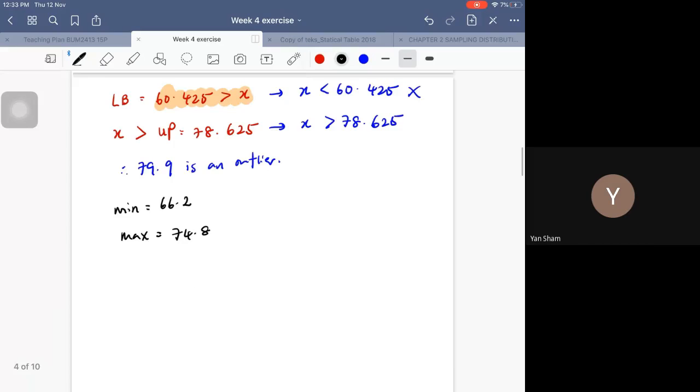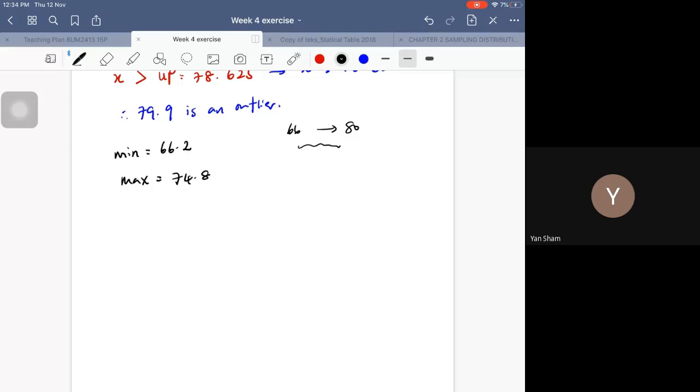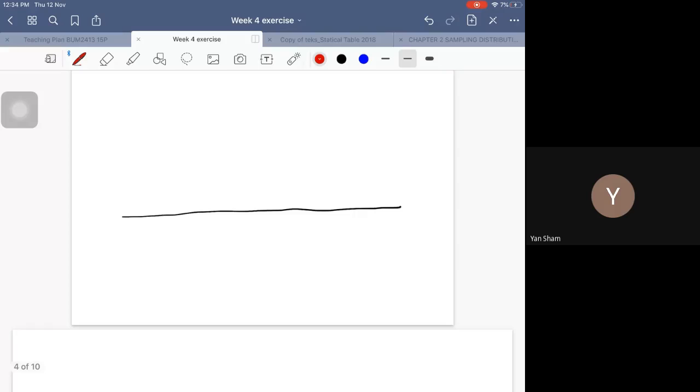Okay, so the lowest value is going to be 66. The highest value is going to be our outlier, which is about 80. So now I'm going to draw a scale which is going to be 66 until 80. So this is going to be 66, over here is going to be 68, this is going to be 70, this is going to be 72, 74, 76. I have to extend this a little bit more, and somewhere over here I'm going to have 78, and this is going to be 80.